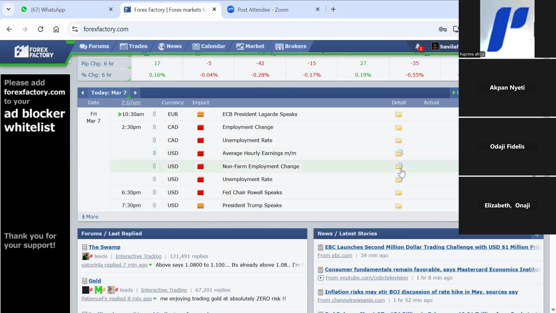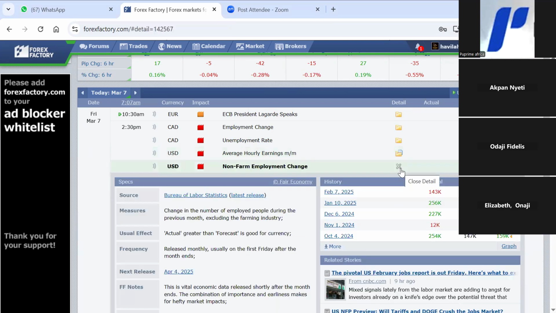The next one is the non-farm employment change. It is a change in the number of employed people during the previous month, excluding the farming industry. So they want to know those who had jobs in the last month, and the average hourly earnings that companies were paying to people. And for the non-farm employment change, actual greater than forecast is equally good for the currency.